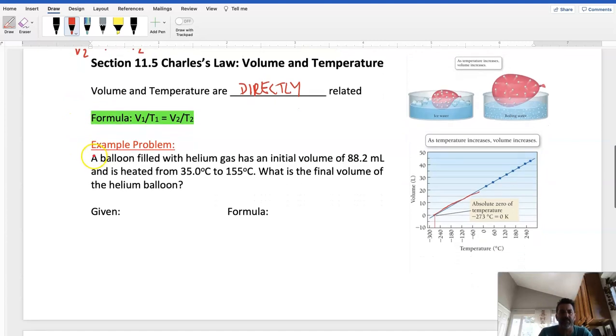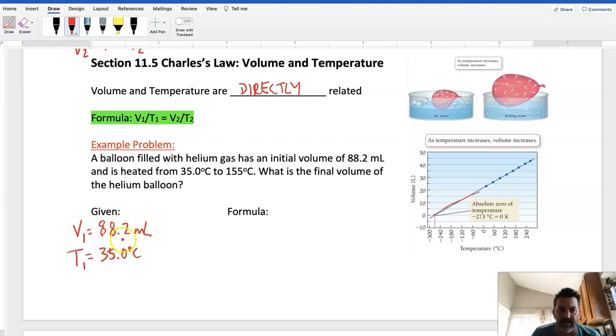Okay, so here's another example. A balloon is filled with helium gas and has an initial volume, so again, my V1 is 88.2 milliliters and is heated to a T1 temperature of 35 degrees Celsius. Okay, now here's the trick. With all of these gas laws, your temperature has to be in Kelvin. It won't work if you leave it in Celsius. That's the most common mistake, is leaving it in Celsius. So I need to add 273 to turn this into Kelvin.